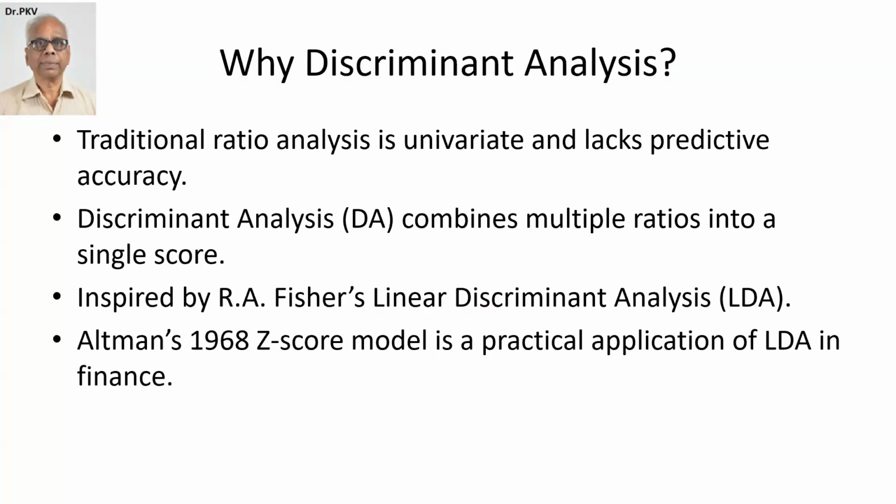Why did Altman use discriminant analysis? Because Altman felt traditional ratio analysis is univariate and lacks predictive accuracy. Discriminant analysis combines multiple ratios into a single score. Inspired by Ronald Fisher, the author of linear discriminant analysis, Altman produced this classic paper, the famous Z-score model, in a practical way, an application of linear discriminant analysis in predicting corporate bankruptcy.